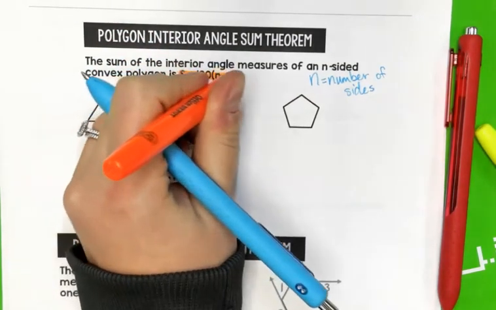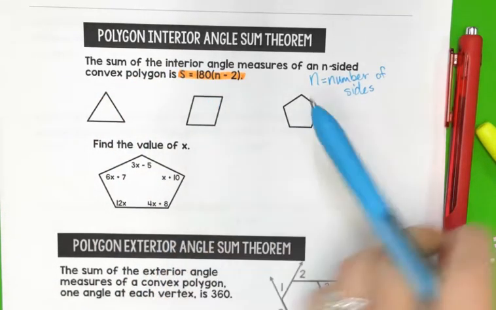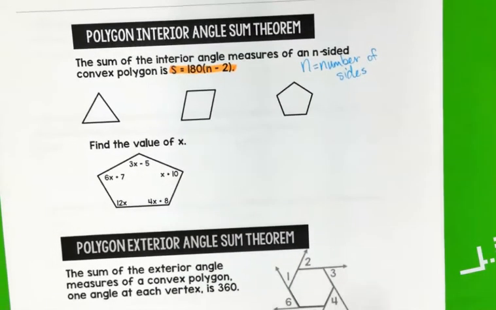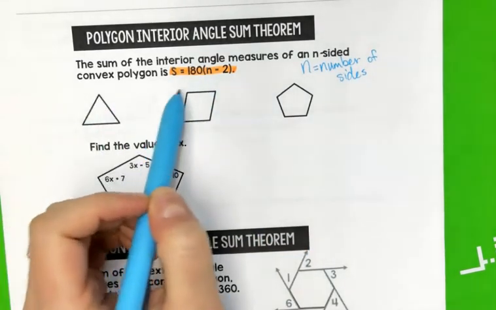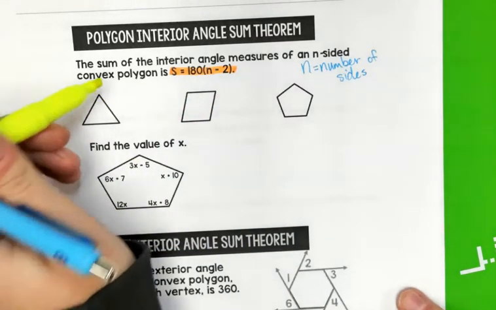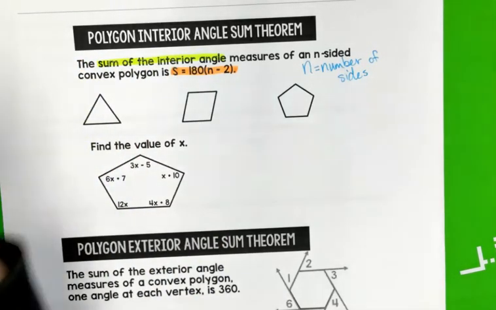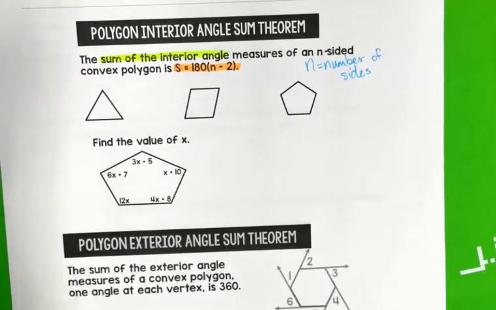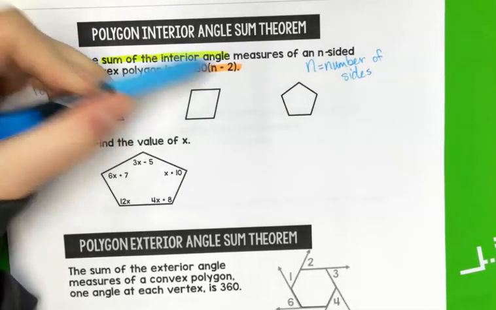And then I want you to take your highlighter and highlight this formula, because this is something you will need. This is also located on your formula chart that is in the front of your packet. But this is the sum of the interior angles. So let's also highlight that, the sum of the interior angles. Essentially all you're doing is counting the sides and plugging it in. And I have 100% faith that you can do that. So 180 times n minus 2.